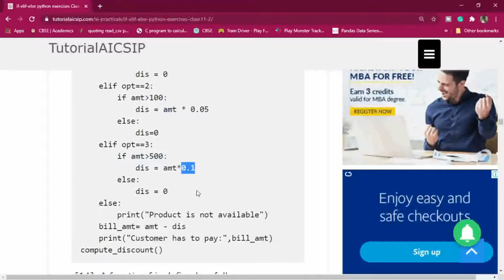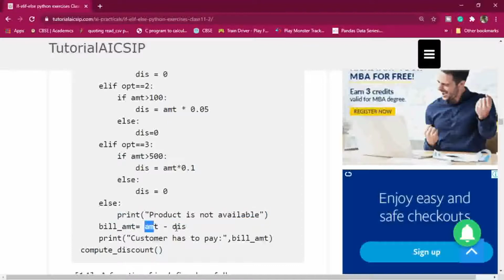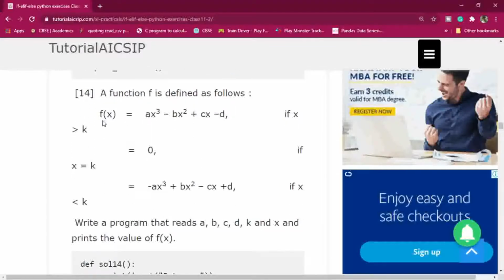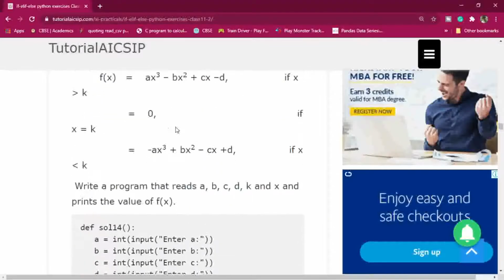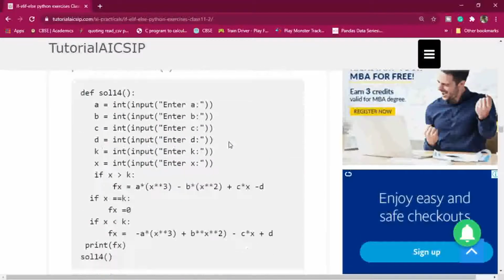Otherwise, if someone enters any other code, then it should not accept any other code, and it should reflect product is not available. Means only 3 product codes we have, so only those products are available with the shopkeeper. And finally, bill amount is considered like this: amount minus discount, and it is printed over here. Now this is also very simple, so there is no need to explain. Here only a simple function is there, so you can just understand by yourself.